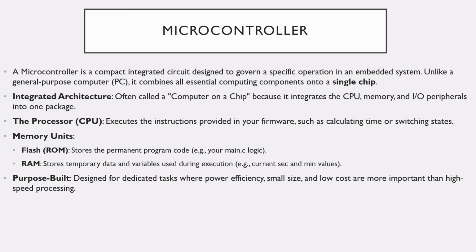The microcontroller is known as the brain of the embedded system because it integrates the CPU, memory, and peripherals on a single chip. The CPU executes the instructions, flash stores the program, and RAM holds the temporary data. It is designed for dedicated tasks rather than general purpose computing. That is why it is mostly used in embedded systems.